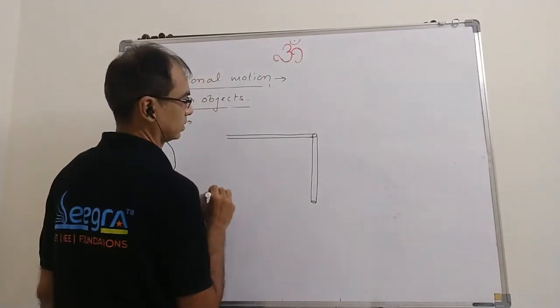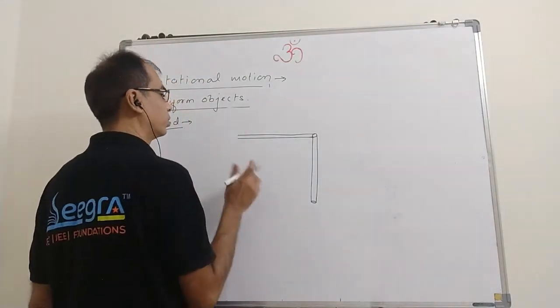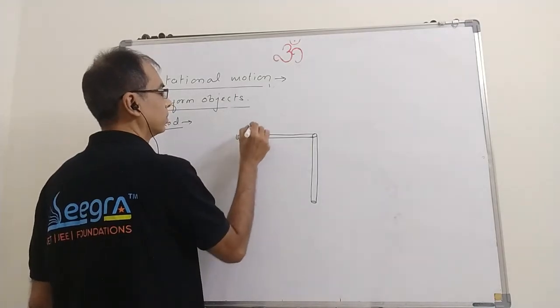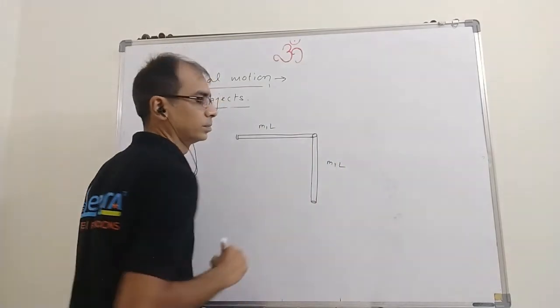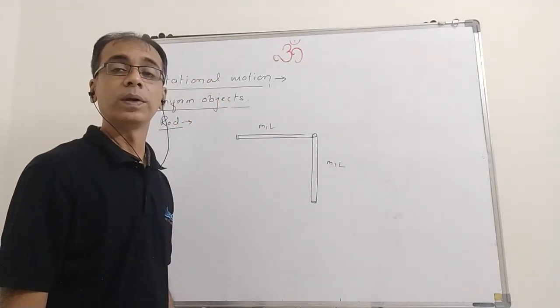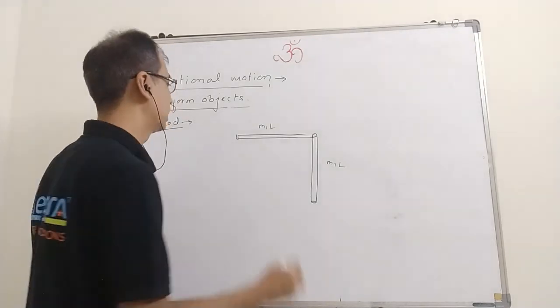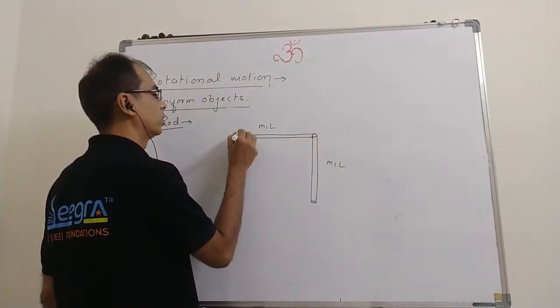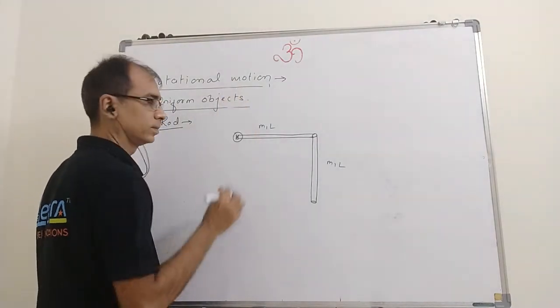It's like this. Okay, let's take them, both of them are of the same mass and length. Now where is the axis of rotation, about which we have to find the moment of inertia? Let's say our axis of rotation passes through this point and it's perpendicular to that. Not like this, it's like this.